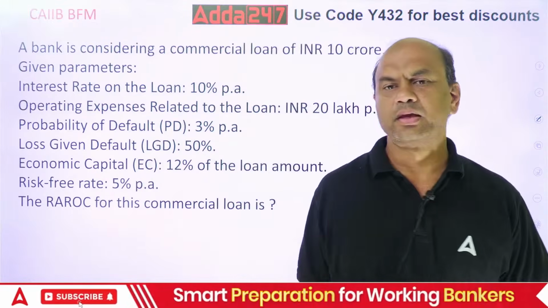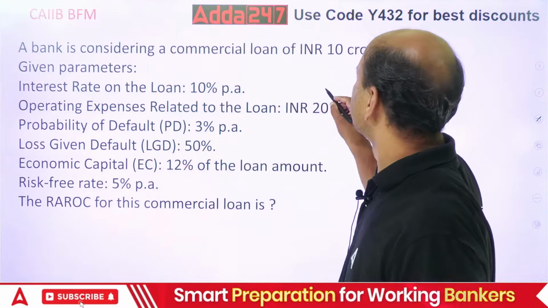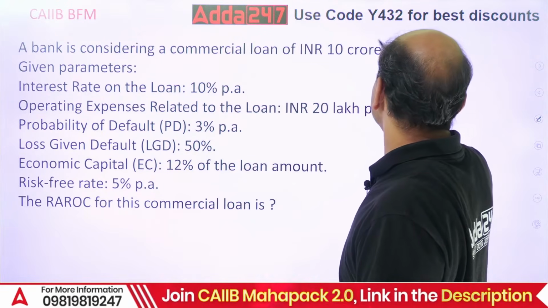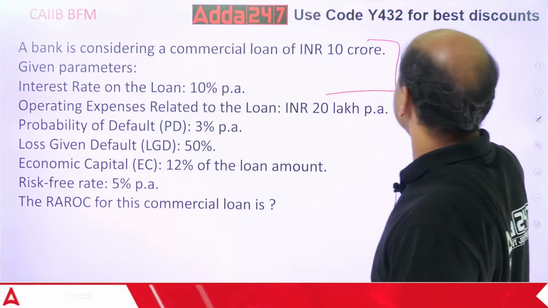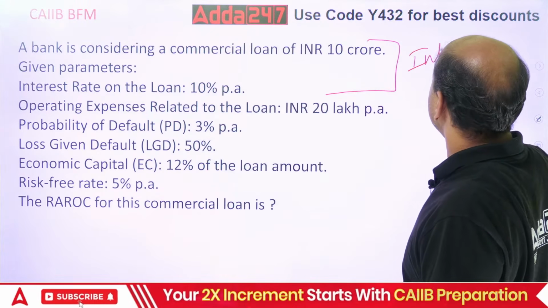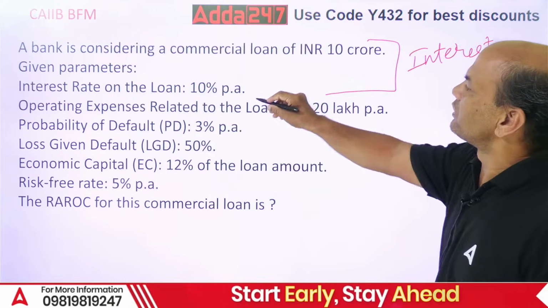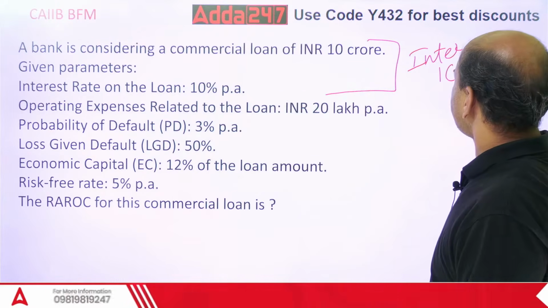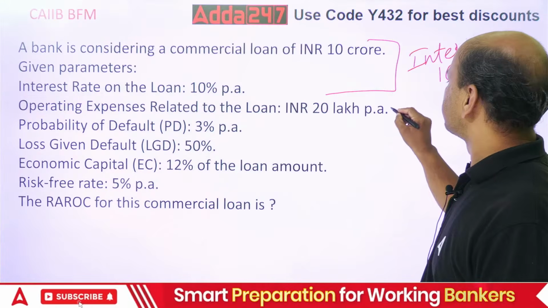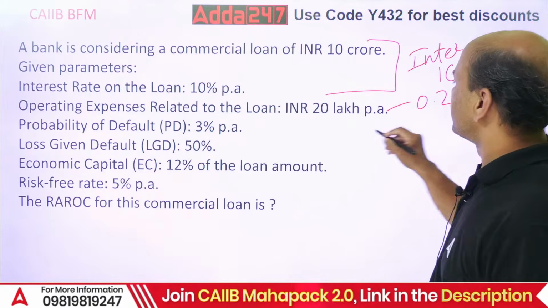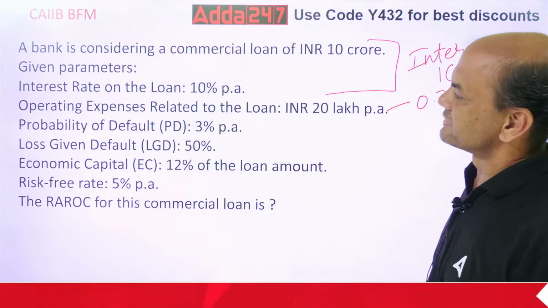See, what you have to do is simple. First calculate the interest part. Interest equals 10 crores into 10%, so 1 CR. Operating expenses are 20 lakhs, that is 0.2 CR.